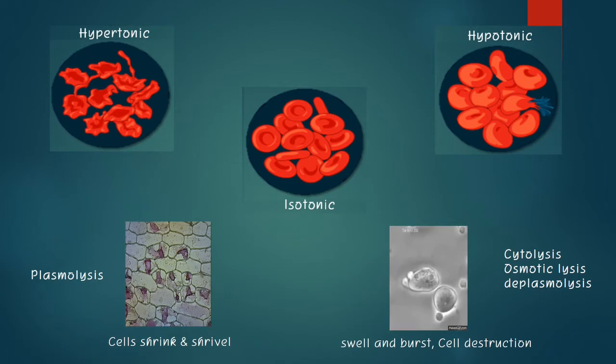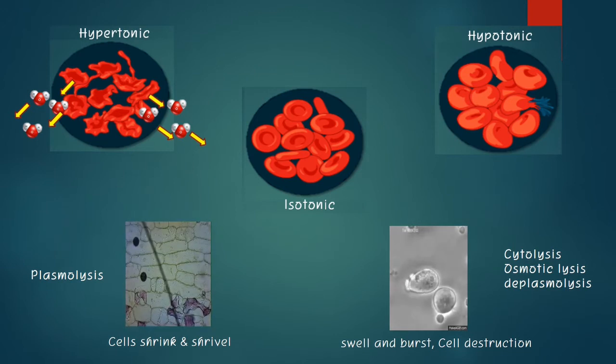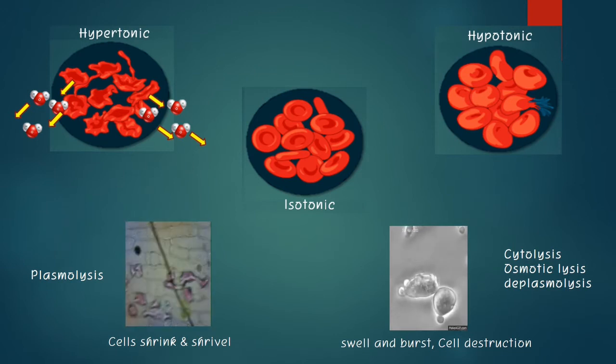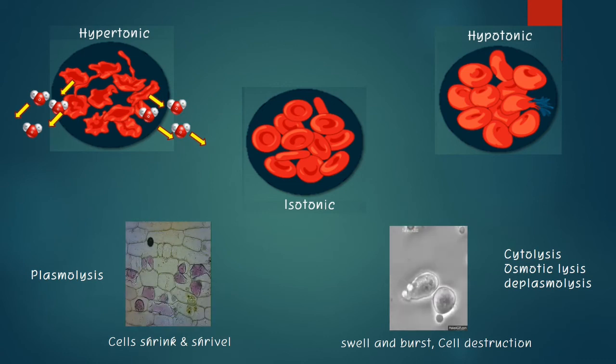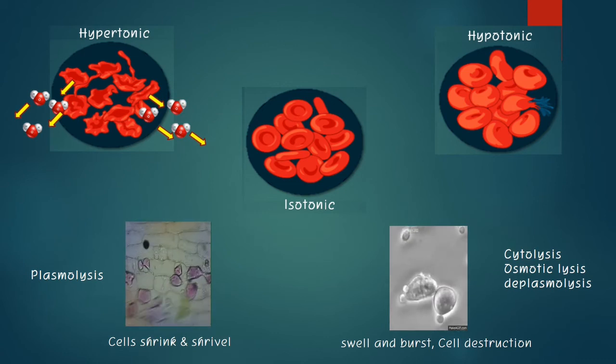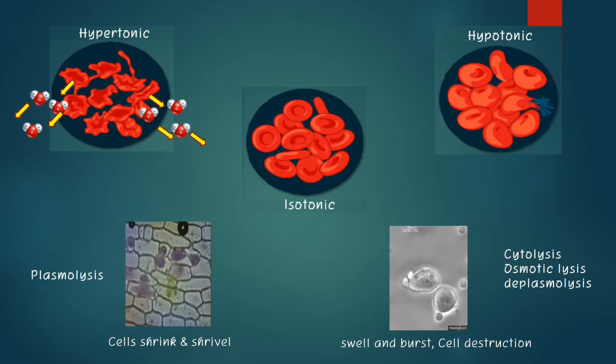Water in ICF will come out. As if it is magnetized, water movement is from ICF to ECF. The cell will shrink and shrivel. And in the worst case scenario, plasmolysis will result, and osmosis-induced cell death.